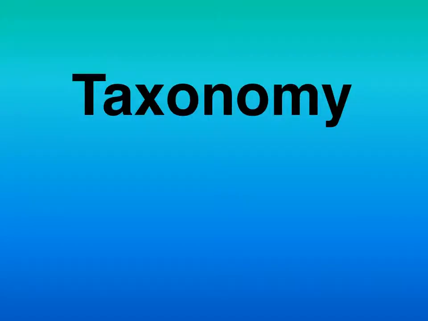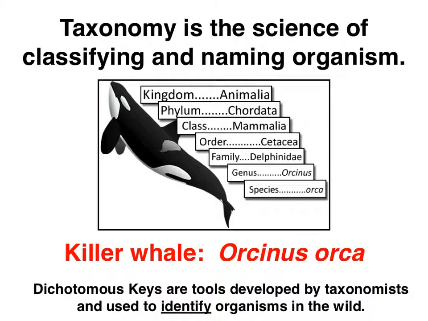So what is taxonomy? Taxonomy is the science of classifying and naming organisms with a scientific name. For example, a killer whale is known scientifically as Orcinus orca.